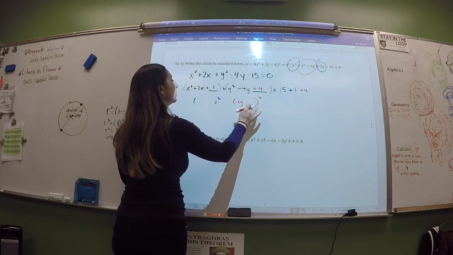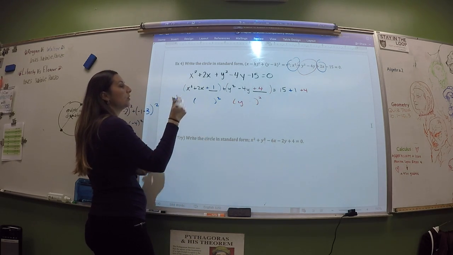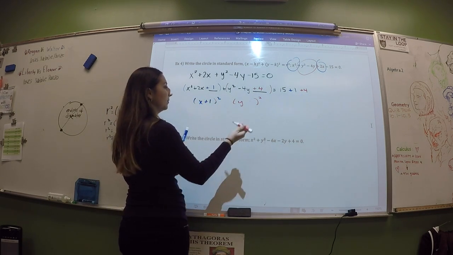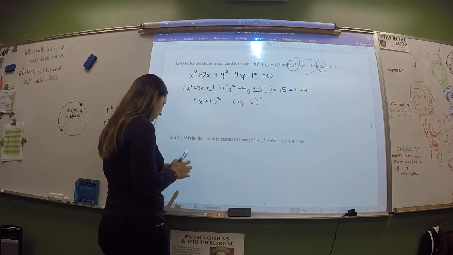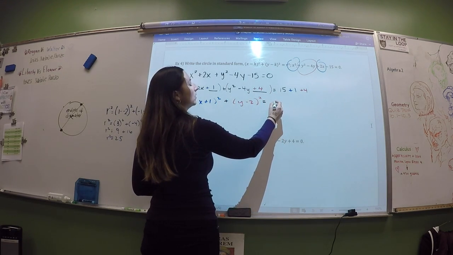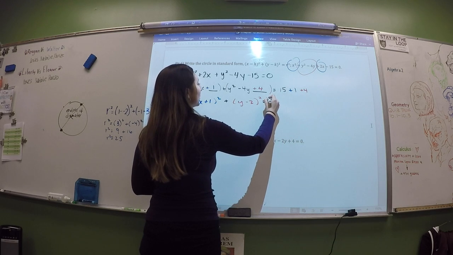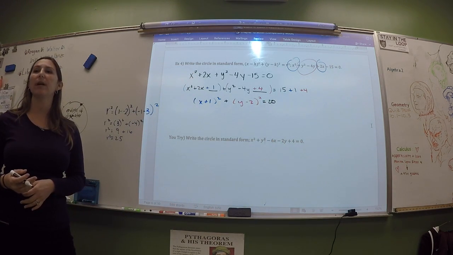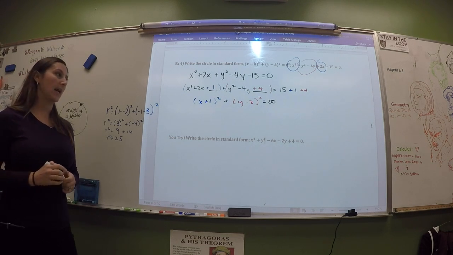So it's x squared plus 1. I mean x plus 1 squared. So this one's going to be x plus 1 squared. This one's going to be y minus 2 squared. And then equals 20, because 16 plus 4 is 20. It doesn't necessarily have to be a perfect square, and that's like the radius. Exactly.